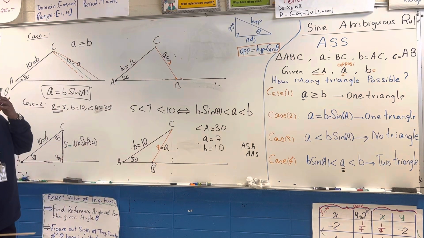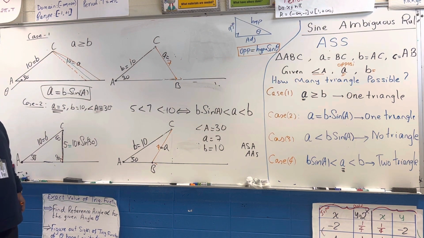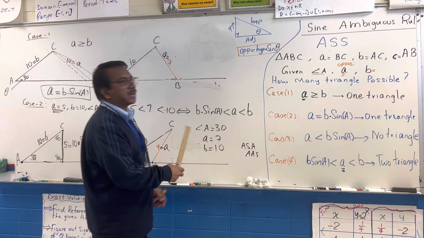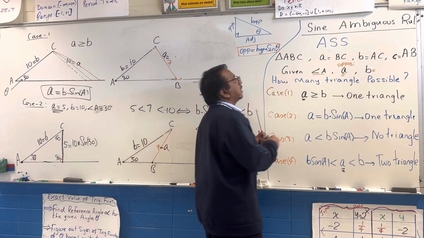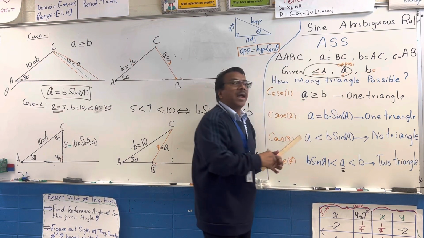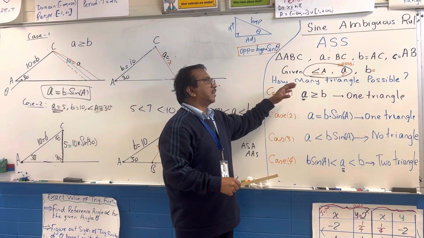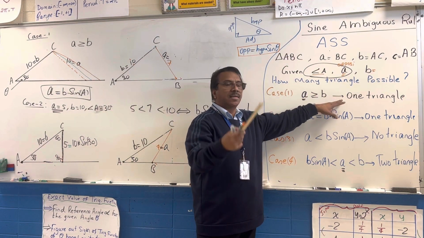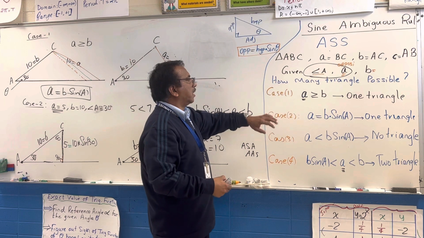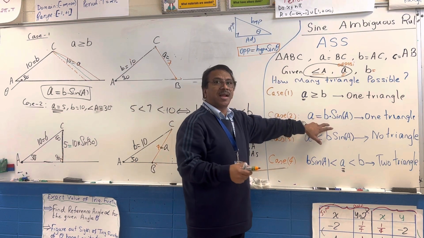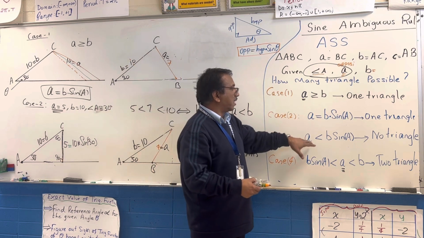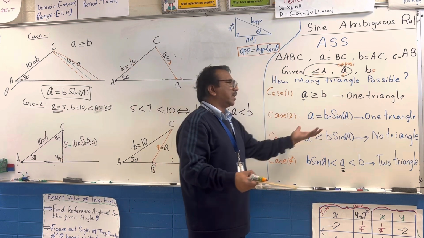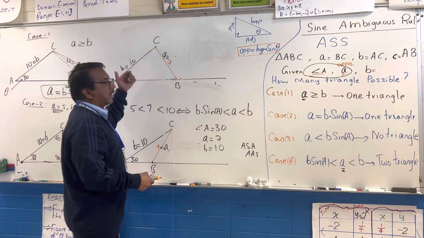So I hope these 4 cases are taken note of. The best way is you just check the opposite side. So this is the main thing. If the opposite side of the angle is greater than or equal to the other side, one solution. If the opposite side is exactly B times the sine of the angle, then one triangle. But if it is less than B sine A, then you have no triangle. You can see the earlier example I showed.